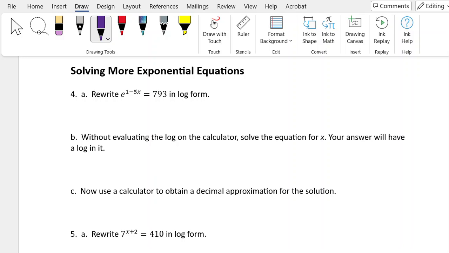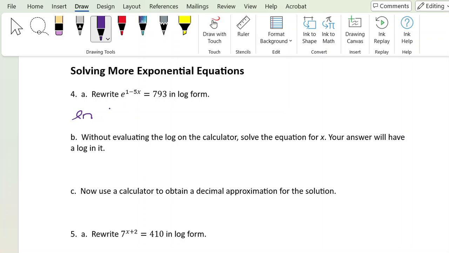In this video, we're going to solve more exponential equations. The first one is e to the 1 minus 5x equals 793. Our first step in solving an exponential equation is to rewrite it in log form. When we have an exponential equation with a base of e, that tells us that we're going to use natural log, or ln. Remember that ln is log base e.